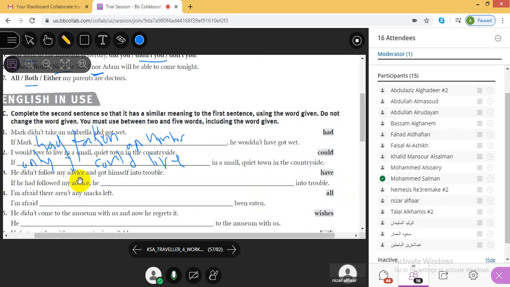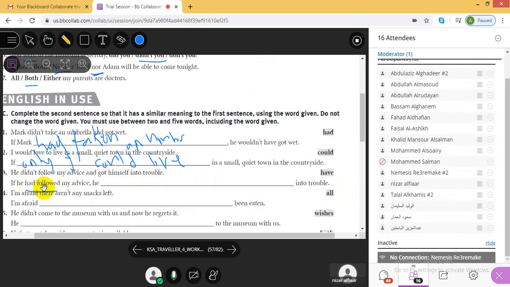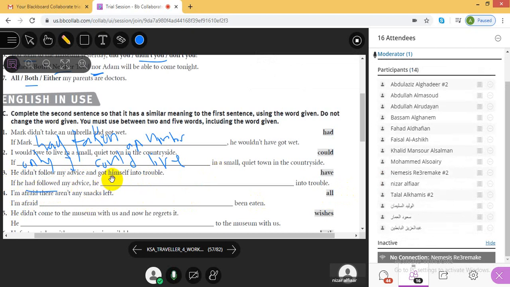He didn't follow my advice. He didn't do that action and got himself into trouble. If he had, I use after if here had and verb 3, and for sure the next part will be would have and verb 3. I will use it in negative to give the meaning of the sentence. He wouldn't have gotten into trouble. Verb 3 of got is also gotten, by the way.